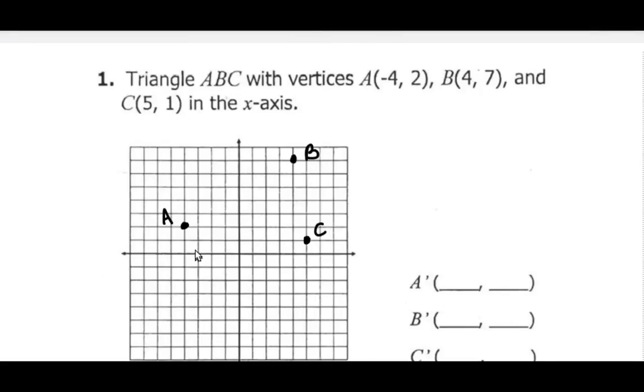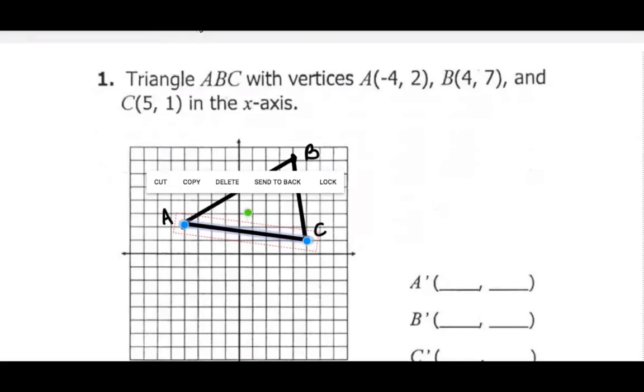Okay, so then what we want to do is we are making a triangle, so we do want to connect our points. Make ourselves a triangle with our points. Definitely need to make that shape. Okay, so here's our triangle ABC, and it says we're going to reflect it on the x-axis.